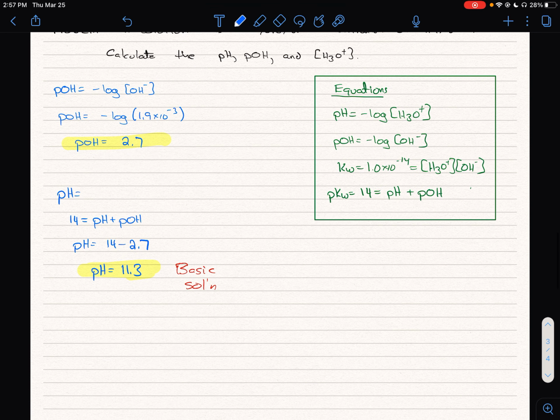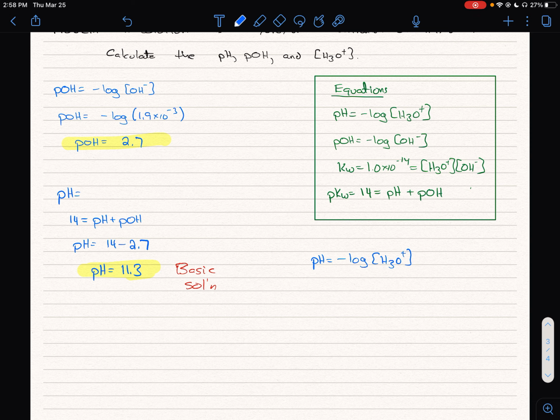And so finally, we're left to find the concentration of hydronium. We could do this a couple different ways. We could use the Kw expression, because we know Kw and we know hydroxide. Or we could use our pH expression, which I'm going to choose to use, but both will get you to the same point. So pH equals negative log of the concentration of hydronium. And so we want to solve for that concentration of hydronium.